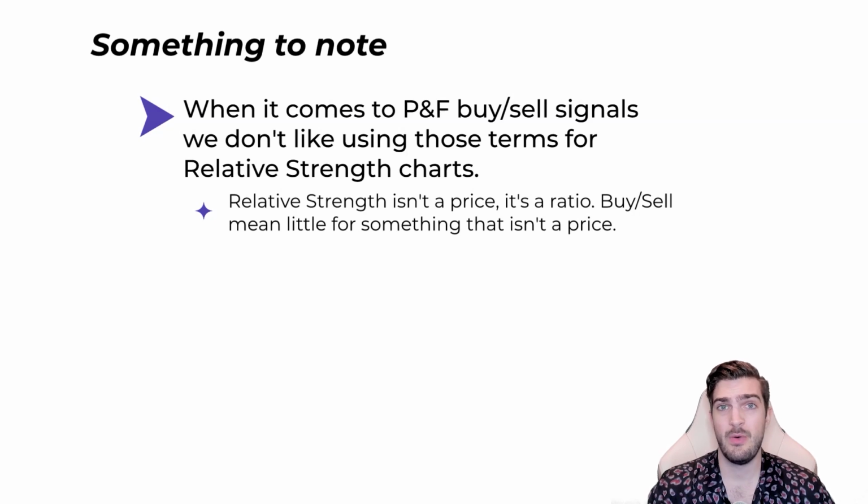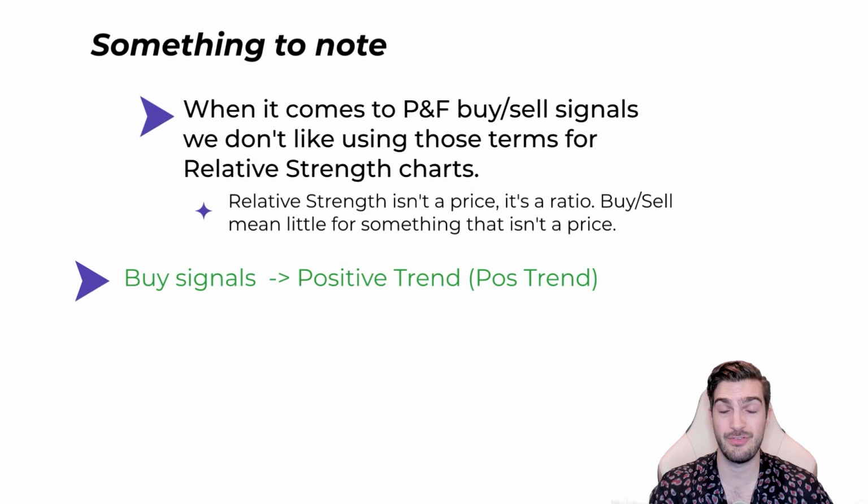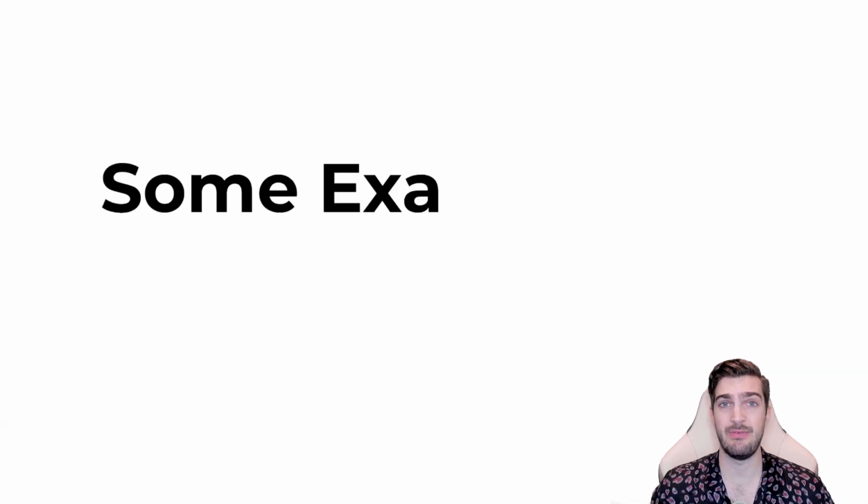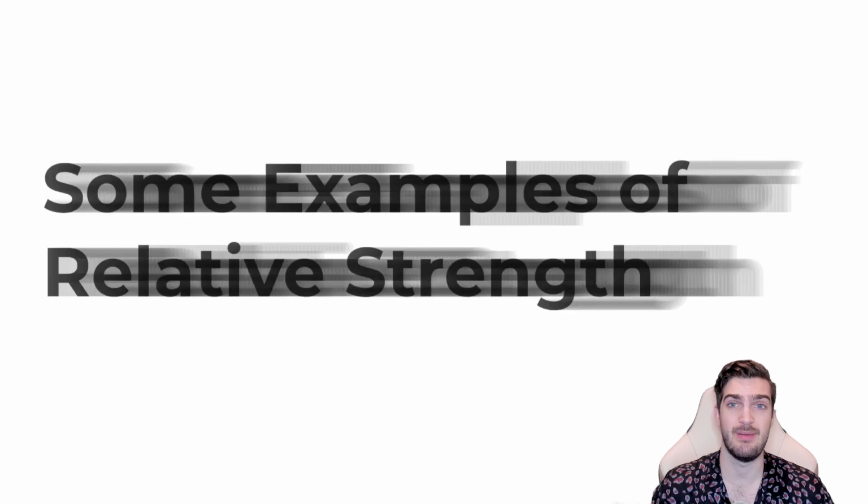So instead, when we talk about our point and figure buy signals for relative strength charts, we prefer instead to use the term positive trend, or we abbreviate it to be pos trend. Whereas for negative trends, those will be our point and figure sell signals. But let's now take everything that we've learned about and apply it to an example.